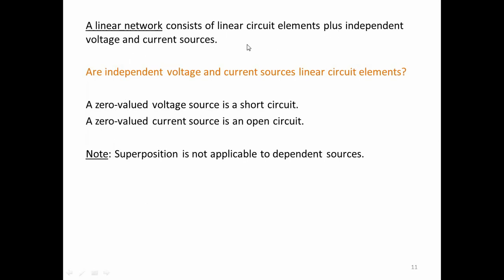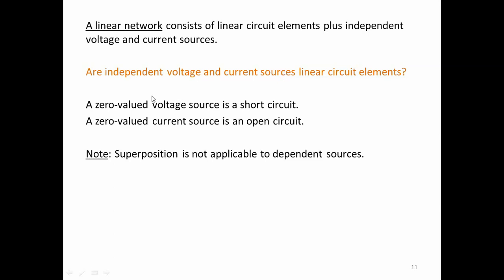So why do we say this? This is related to this question. Are independent voltage and current sources linear circuit elements? You think about this. Are they linear or not? You go back to your lecture 2 and see the definition of a linear circuit element and check if an independent voltage source is a linear element or not. You should get the answer very quickly, but you should check.